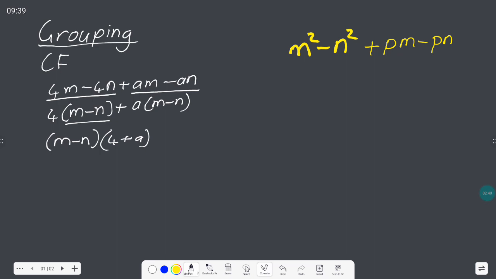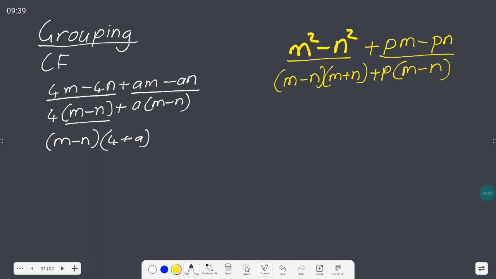So I can see here this first part. What can I do? I can say it's the difference of squares. So it will be m minus n and m plus n. Now this second part, what can I do there? I can take out a common factor of b. So I take out b. I am left with m minus n.